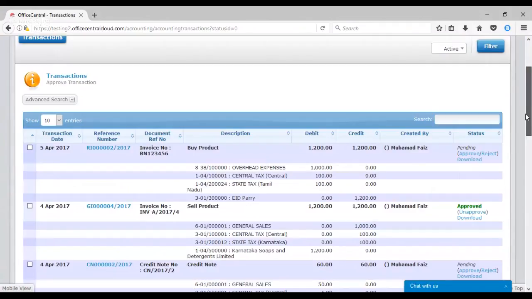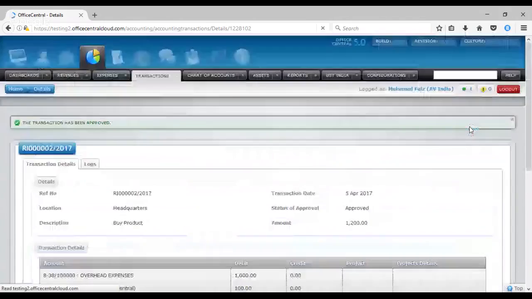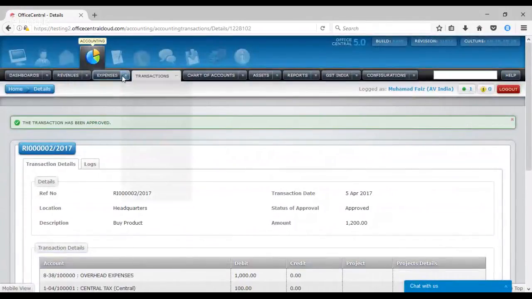Inside this system, we expect there are two types of person running the accounting. One is the account clerk that does the transaction, and another is the accountant, the one that checks whether the transaction is correct or not, and does the approval. Once you approve the transaction, it will go into the system. Now you can do other transactions.